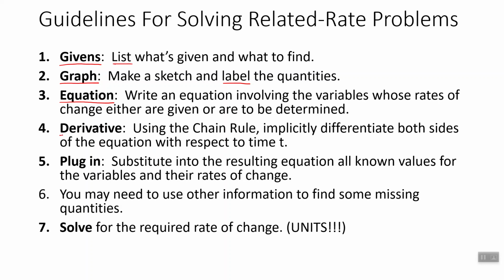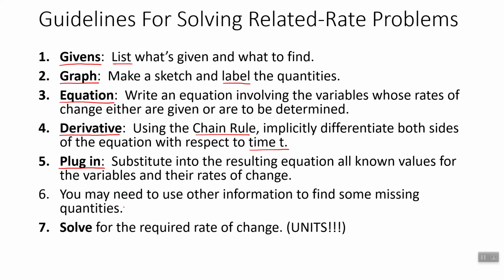After that, after we get the equation, we take its derivative using the chain rule. So we're doing it implicitly. Everything is with respect to time, so everything is going to get a d whatever dt. After that, we're going to try and plug in as much as we can. Once we wrote down the givens in the beginning, we should be able to plug a lot of those things in. You may need to do some other information.